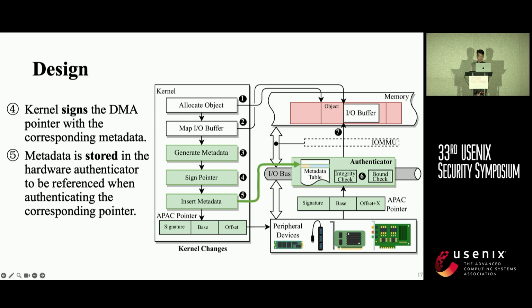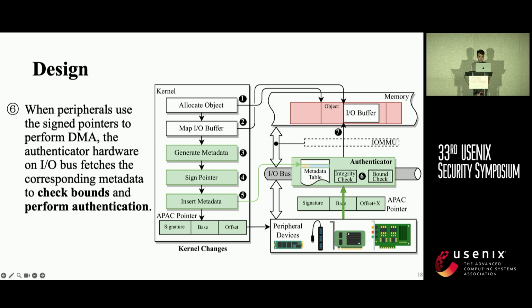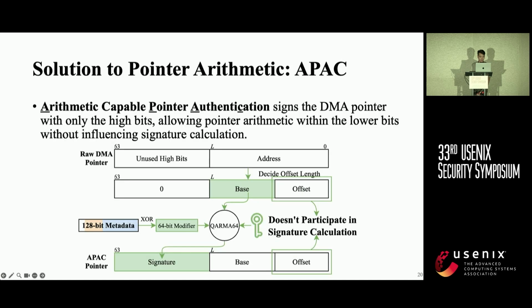After the pointer is assigned, it is sent to the peripheral to perform DMAs. When the peripherals launch DMAs using the assigned pointers, the hardware authenticator that we placed on the bus retrieves the metadata according to the pointer, and then performs bounds checking and pointer authentication. Only legitimate DMAs are performed. Otherwise, an interrupt is raised to tell the CPU that the device is malicious and should be turned offline.